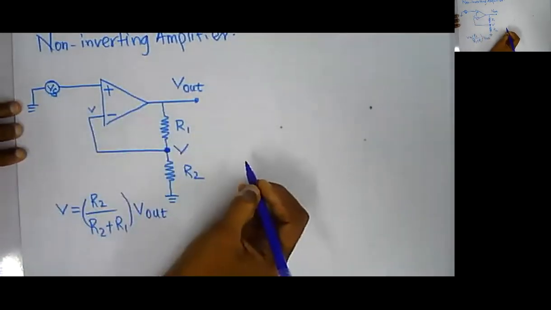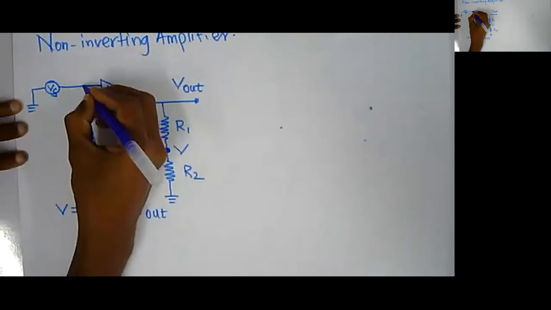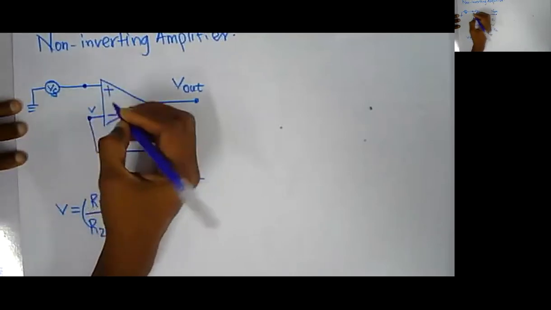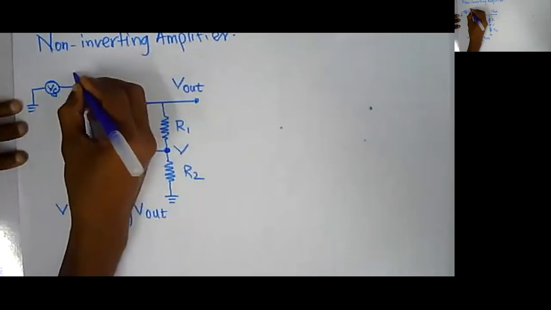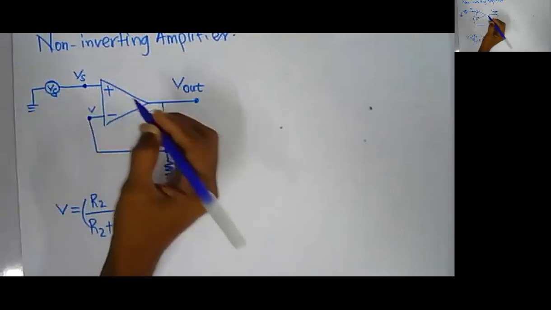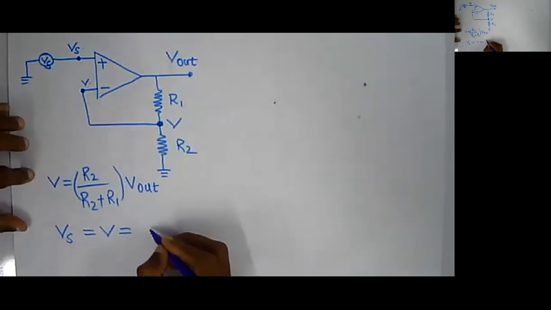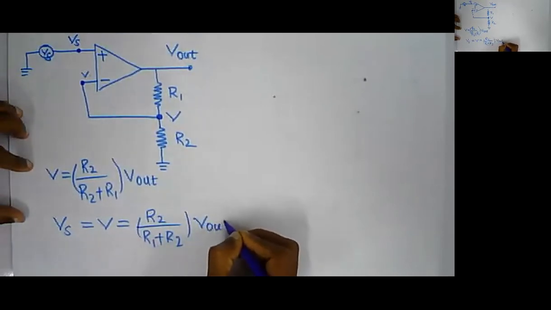If this voltage is V, what is the voltage at this point? It is also V. Am I right? And look at here, there is a feedback path, so the terminals must be perfectly matched. What is the voltage at this point? If you have Vs, the voltage at this point will be Vs. Right? So using the second golden rule, Vs must be equal to V, and that is equal to R2 by R1 plus R2 into V out. Right?